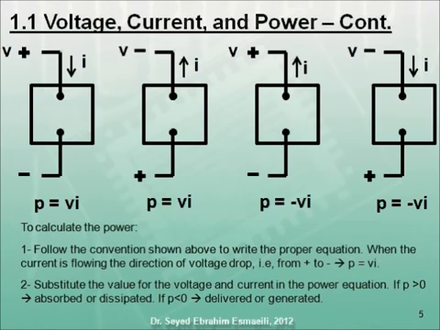After writing the correct equation for the power, we need to substitute the values obtained for the voltage and current with their corresponding signs, whether it was a positive or negative voltage or positive or negative current. If the power was positive, it means that it was absorbed. If the power was negative, it means that it was generated or delivered.